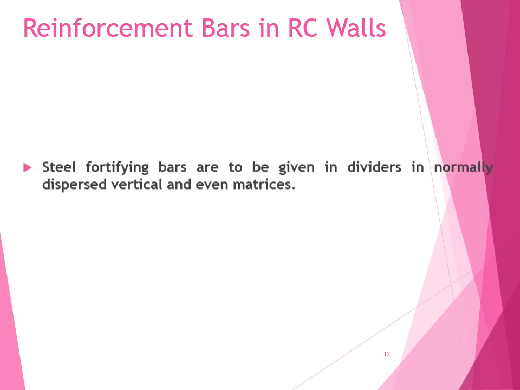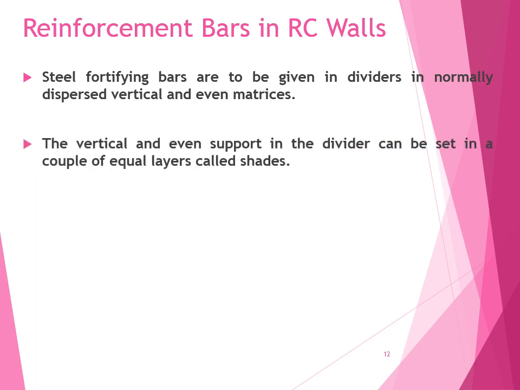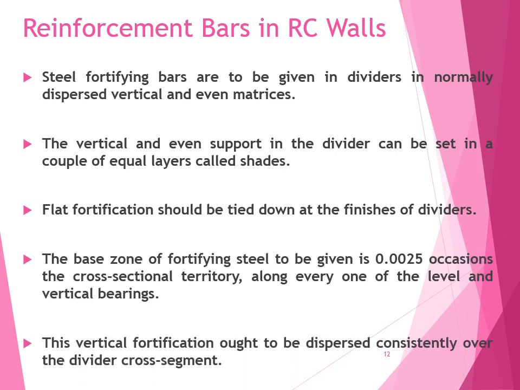Reinforcement bars in detail. Steel reinforcing bars provided in walls are normally distributed vertically and horizontally in grids. The vertical and horizontal reinforcement in the wall can be placed in two parallel layers called curtains. Horizontal reinforcement should be anchored at the ends of the walls. The minimum area of the reinforcing steel to be provided is 0.0025 times the cross-sectional area along each of the horizontal and vertical directions. The vertical reinforcement should be distributed uniformly over the wall cross-section.